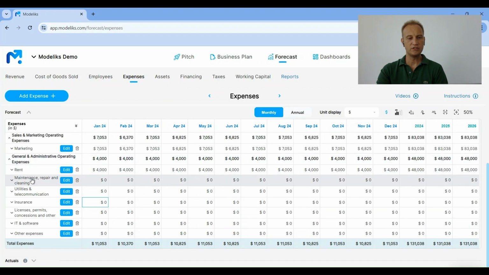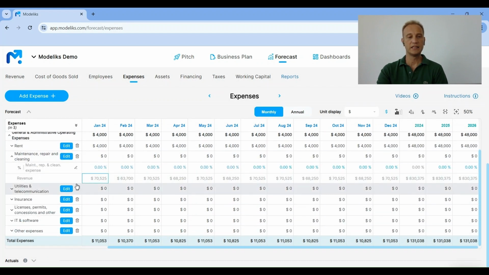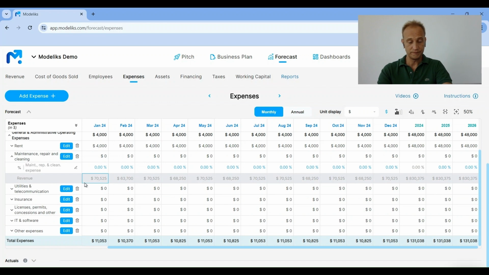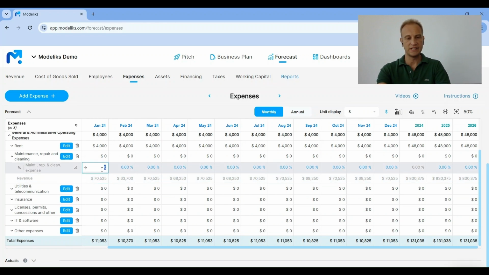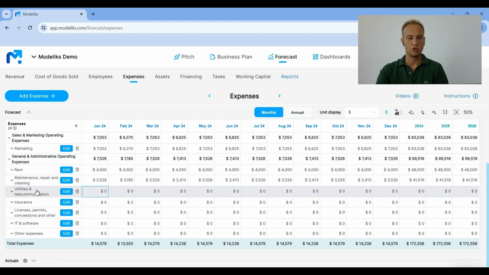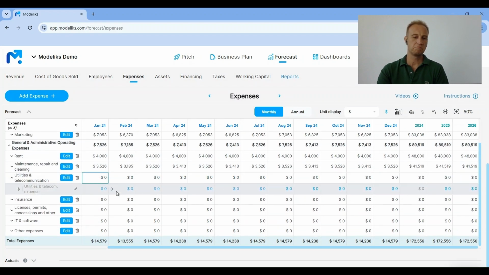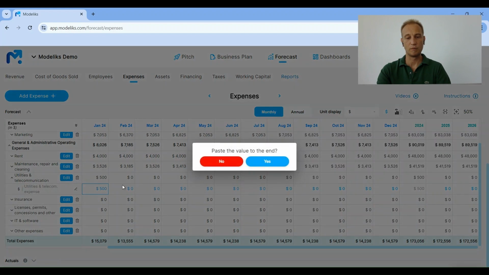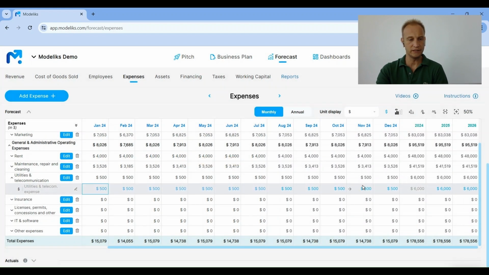Then we're going to maintenance, repair, and cleaning. This will be calculated as a percentage of revenue. And let's say that about 5% of our revenue goes into maintenance, repairs, cleaning, and so on. Utilities and telecommunications. How much do we usually pay? Let's say it costs us about $500 per month for utilities and telecom expenses. Copy paste that all the way to the end.